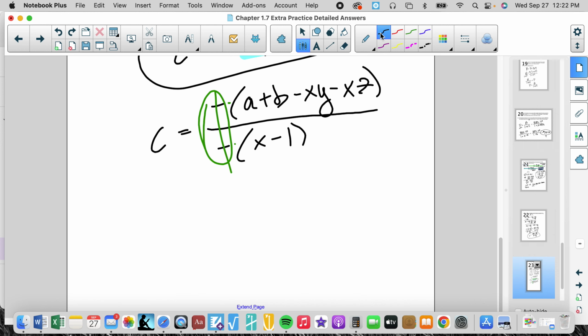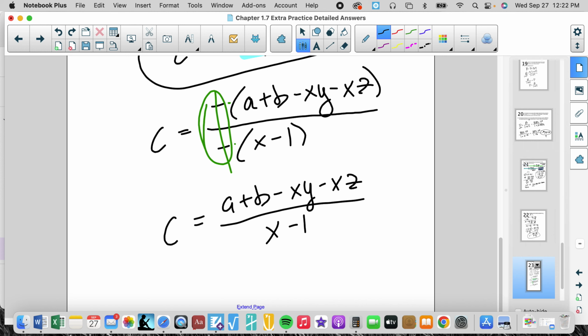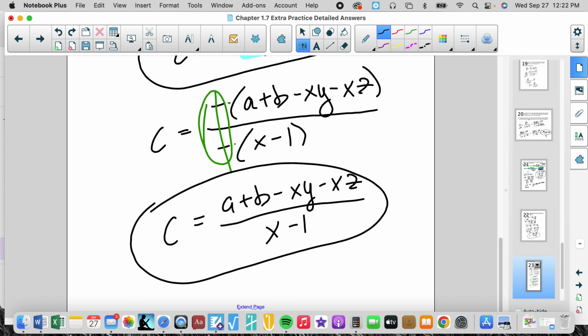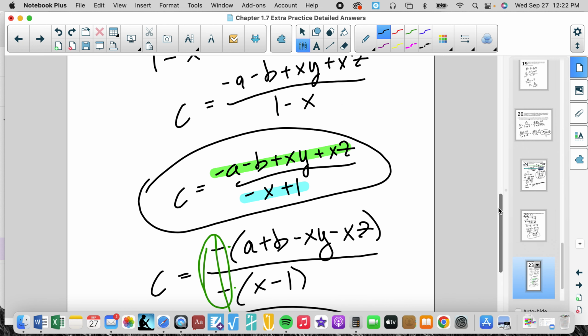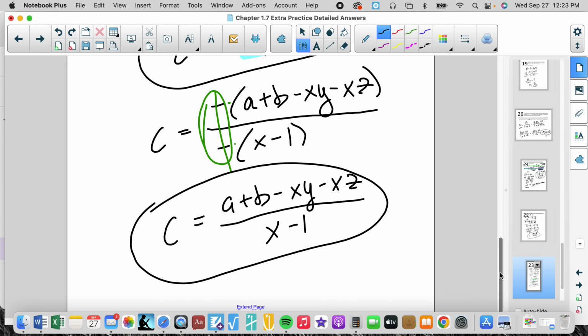So my answer could also be a plus b minus xy minus xz over x minus 1. We like this answer because my first term is not negative. Some teachers will still allow you to give that as an answer, but this looks prettier, doesn't it? All right. Oh boy, those last couple of problems were definitely challenging. Good luck with it. Embrace it. Learn it. Practice it. You all have a great day.